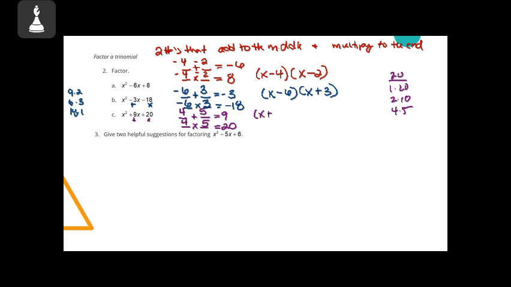All right, so your helpful suggestions for how you're going to do this, the two things. So usually what I do is I list my multiples of the end number. So how am I going to get 6? So 1 and 6, 2 and 3. The next thing you're going to do is use those pairs to find which one is going to get us to the middle number. So which pair can make the middle?